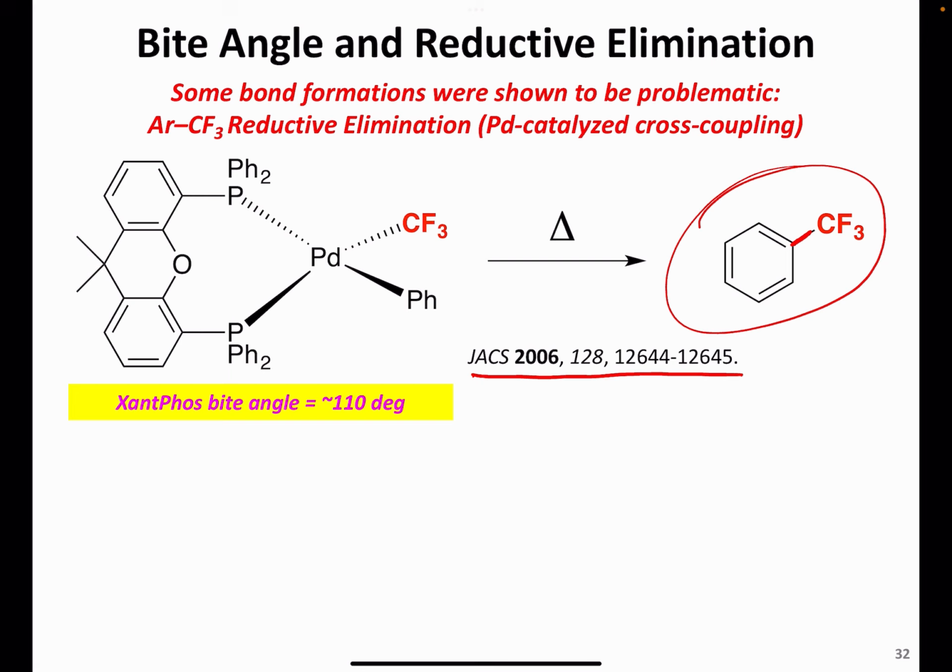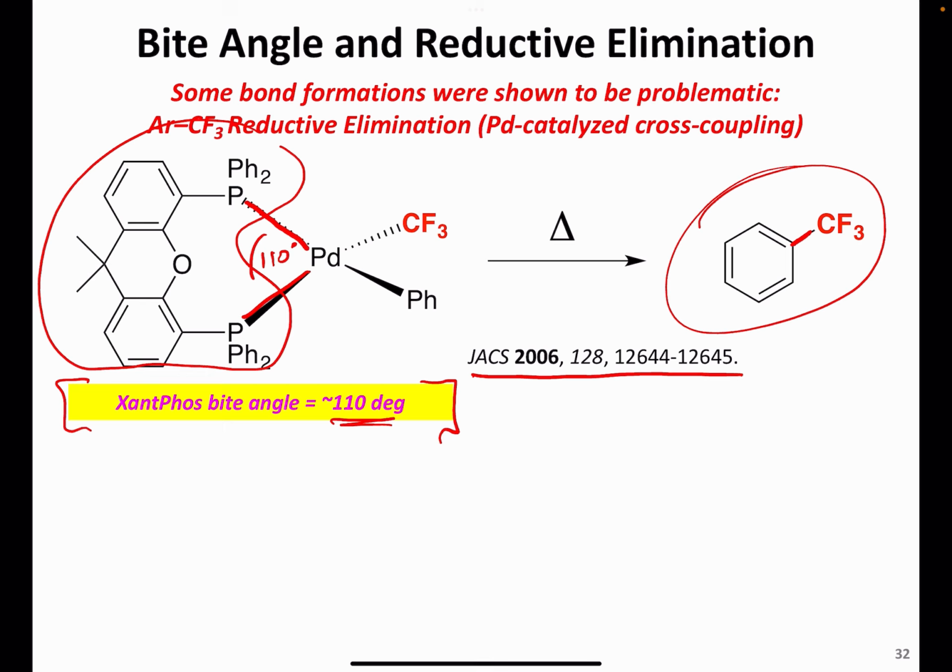And what Vlad Grushin's lab did was he used the wide bite angle Xantphos ligand. This is Xantphos in the backbone here. Xantphos has a bite angle of approximately 110 degrees. And so the P palladium P angle now opens up to approximately 110 degrees.